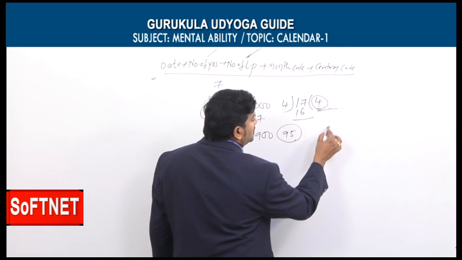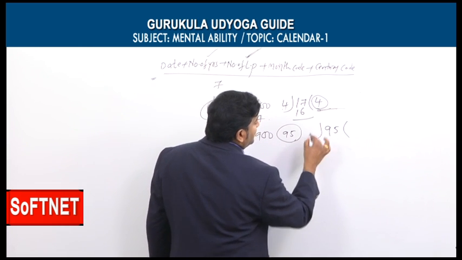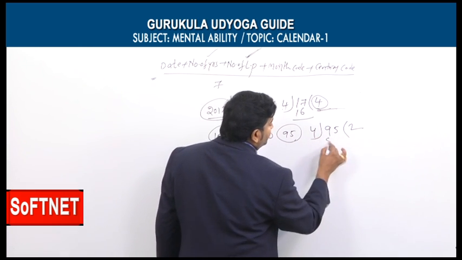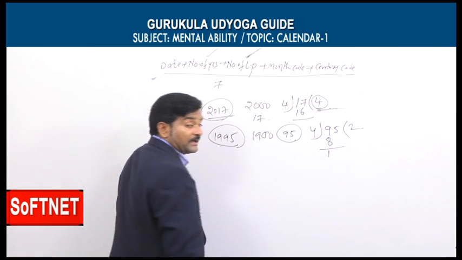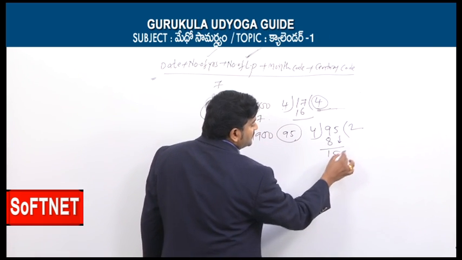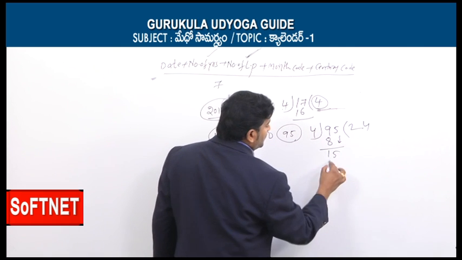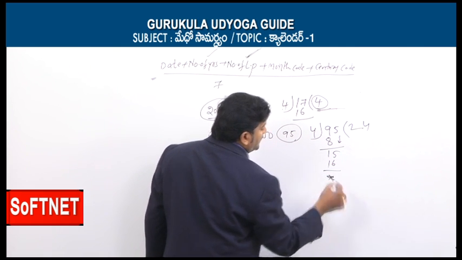So now focus on this, my dear students. 95 dividing with 4. 4 2s are 8. How much left here? 1 left. So here 5 is there. Take this 5 as it is. 4 4s are how much? 16. You can ignore this remainder.